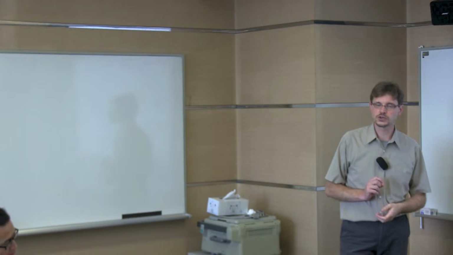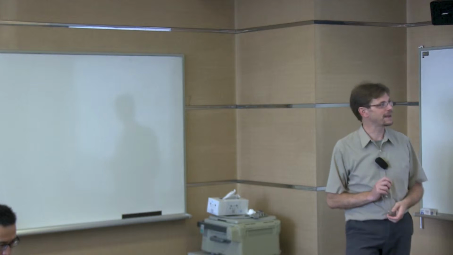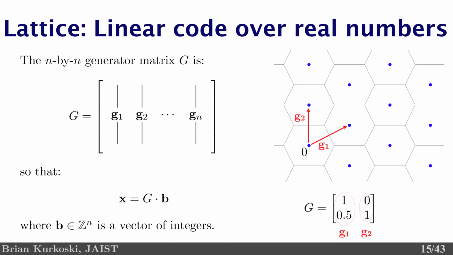It's very convenient to represent the lattice generator vectors in a matrix form. So that's an n by n matrix. We put the generator vectors in columns, so that a lattice point x is equal to the generator matrix G times B, where B is a vector of integers. So B is an element of Z sup n, which is the set of all possible integer vectors.